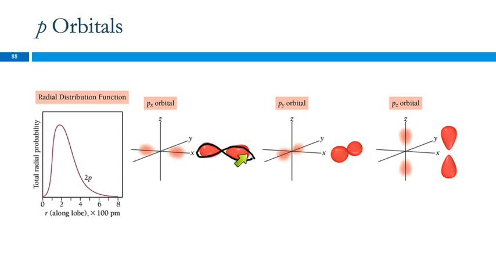So there's one orbital along the x-axis, one along the y-axis, and one along the z-axis. They're perpendicular to each other. Now, what's the exact orientation of the x-axis? I don't know. It's relative to the other orbitals.